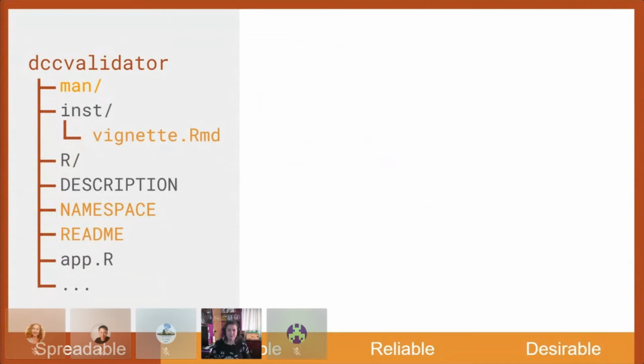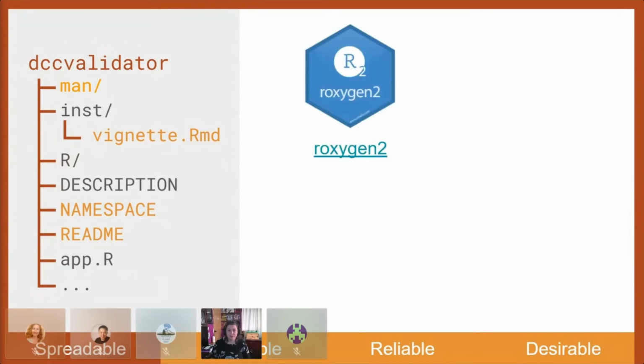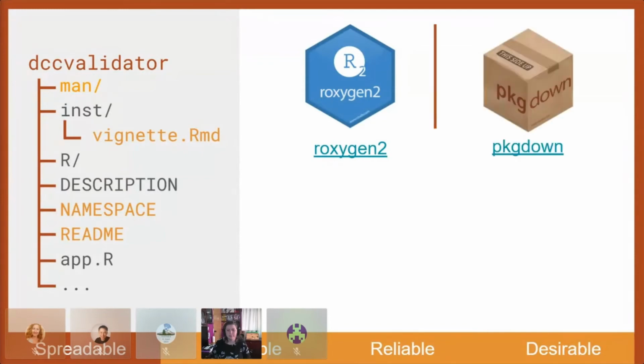Easily spreadable apps also have good, thorough documentation. For documentation, dccvalidator has a docs site hosted by GitHub Pages, vignettes specific to the package, as well as imported into the app, a README with general information, and more. While roxygen2 won't write your function documentation for you, it can help keep the namespace file and man pages current for the functions that you have added documentation to.